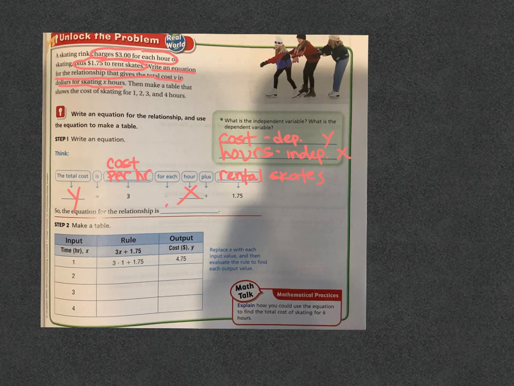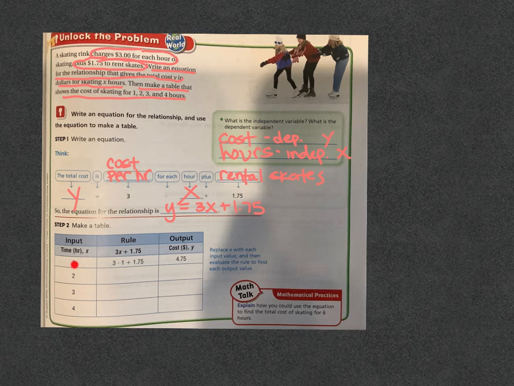So the equation y equals 3x plus $1.75 is the equation that translates from English to Mathies. Can't solve it yet, right? I've got two variables. I can't solve that until I know how many hours I'm going to skate. So for now, that's all I can do. But then they said, then make a table that shows the cost of skating for 1 hour, 2 hour, 3 hour, 4 hour. And they did make the table for us.